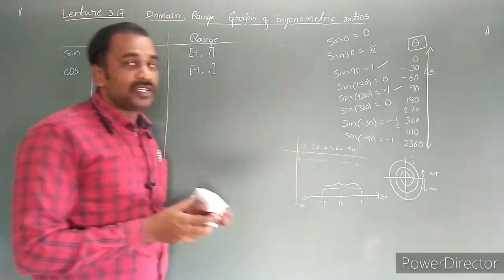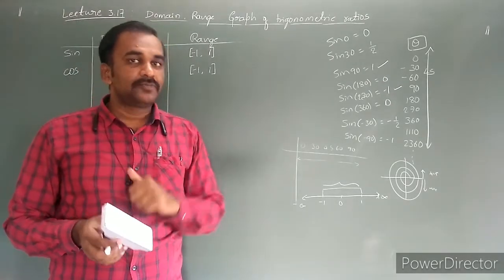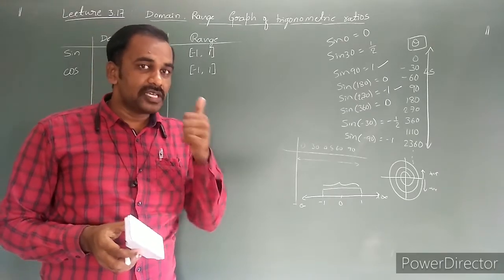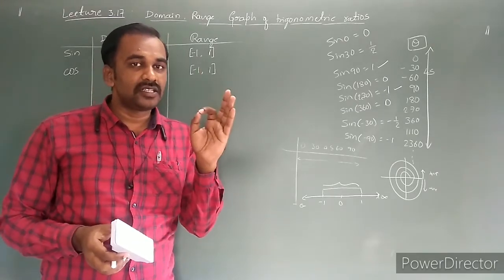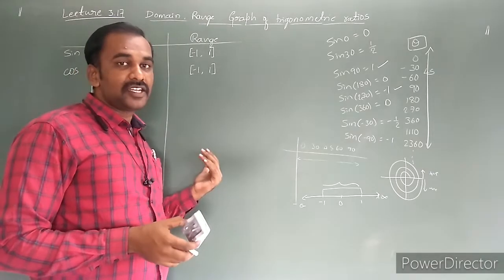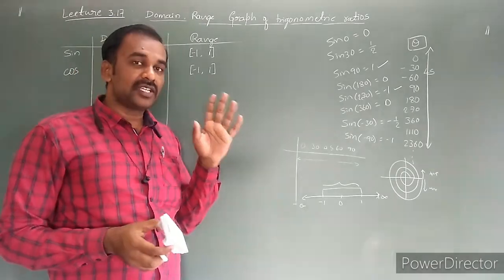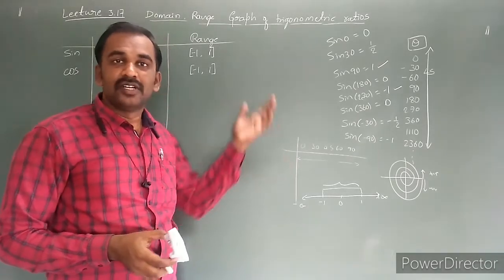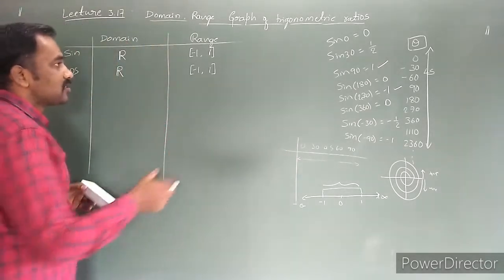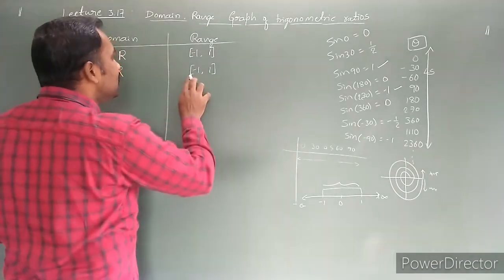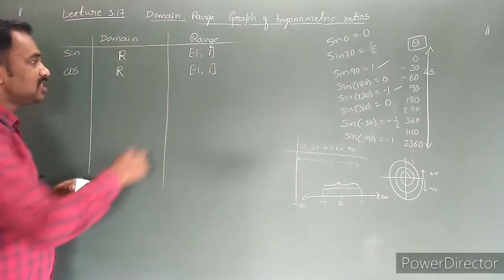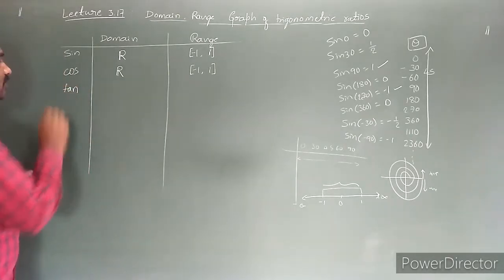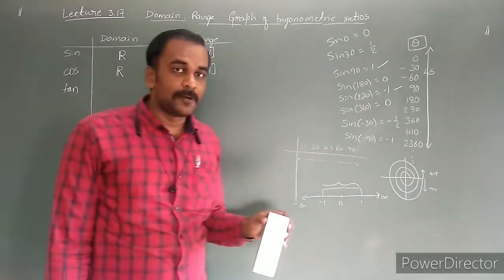For example, what is the cos of 0? Cos 0 is 1. Cos of 90 is 0. Are you clear? Cos of 0 is 1, cos of 90 is 0. Similarly, cos of 180 is -1, cos of 360 is +1, and cos of 270 is 0, like that. So for the cos function also, the range is -1 to +1. Next, the tan function. What is the domain of the tan function?